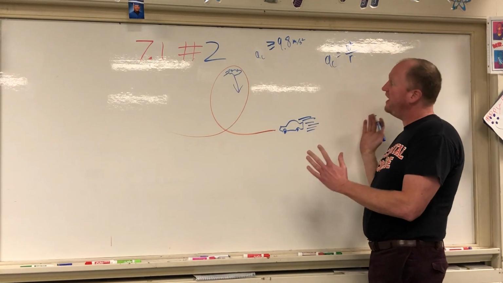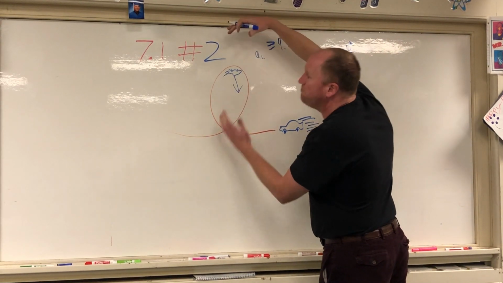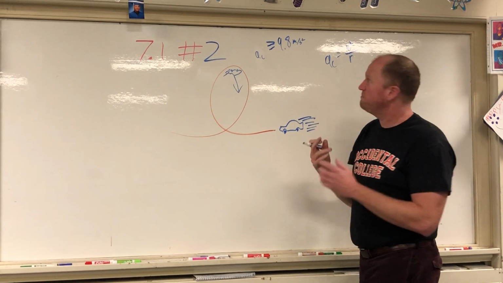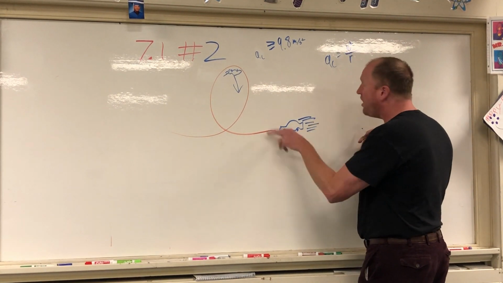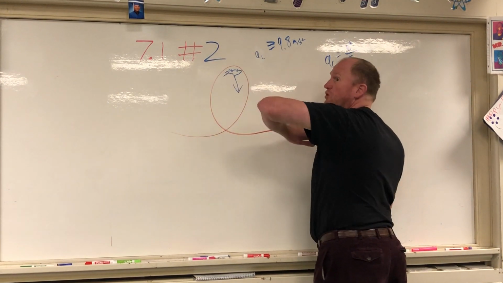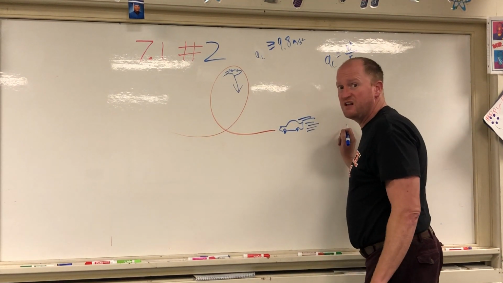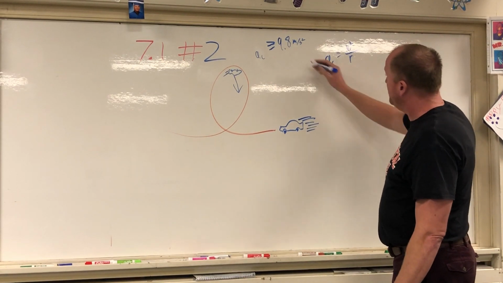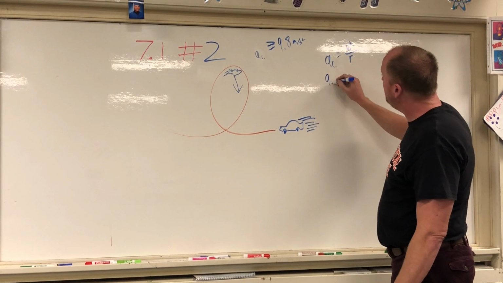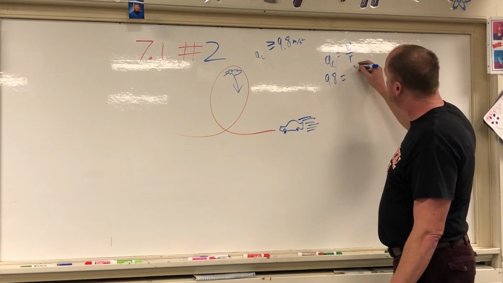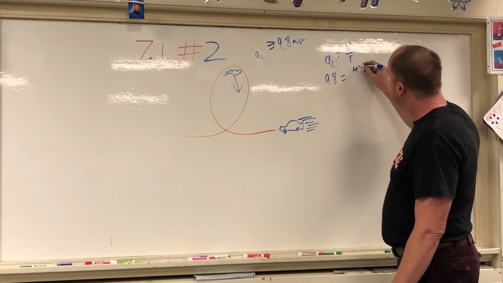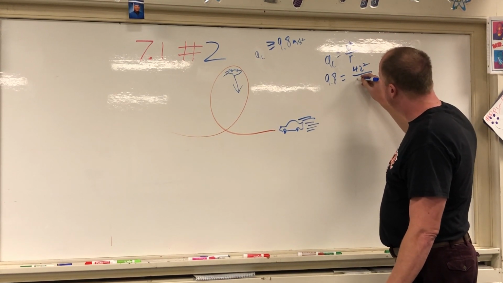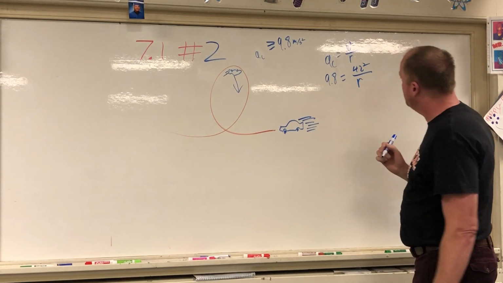We are trying to find, at your car's max speed, what is the biggest loop you could possibly do? What is the biggest loop that you could possibly do where your car could go fast enough to avoid falling? So, AC, we had said it has to be 9.8 or bigger. I'm just going to put down 9.8 is equal to, my car's max velocity is 42 squared over R. That's what we're trying to find.